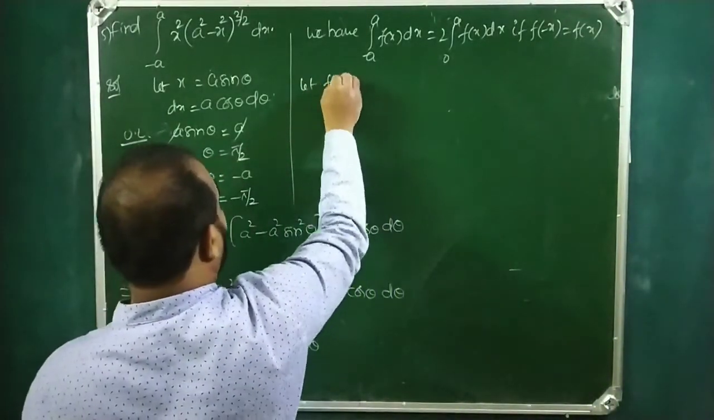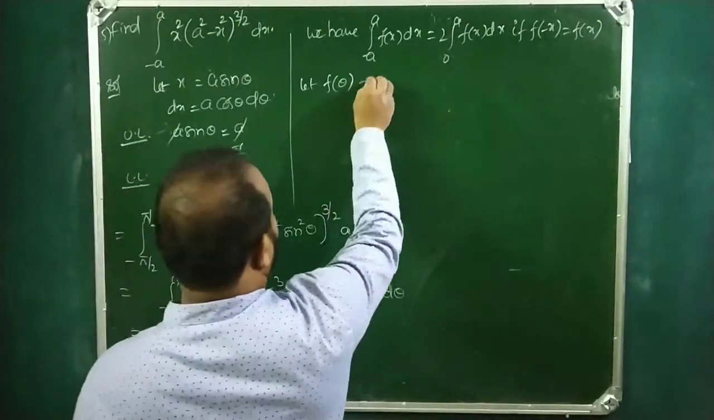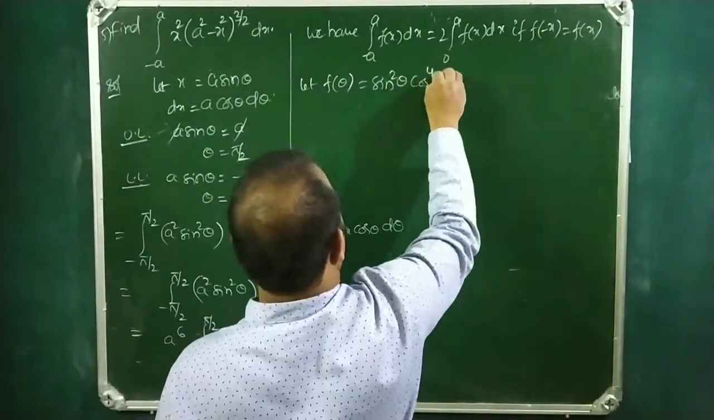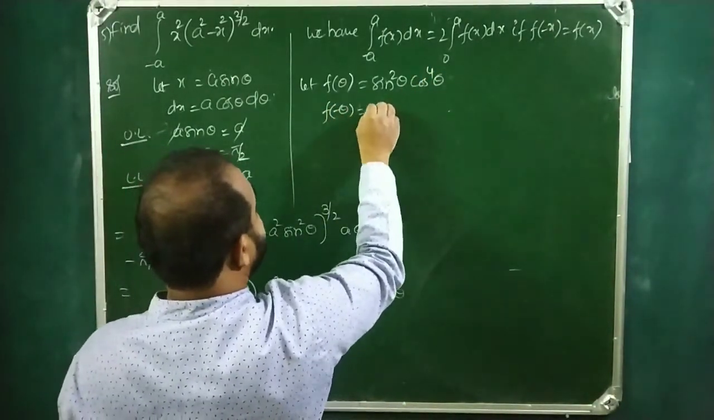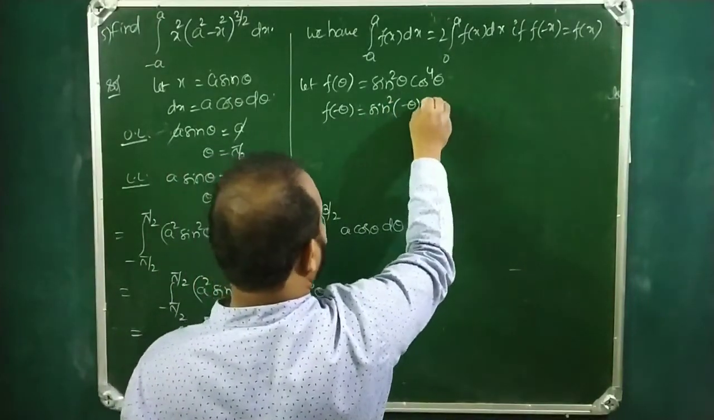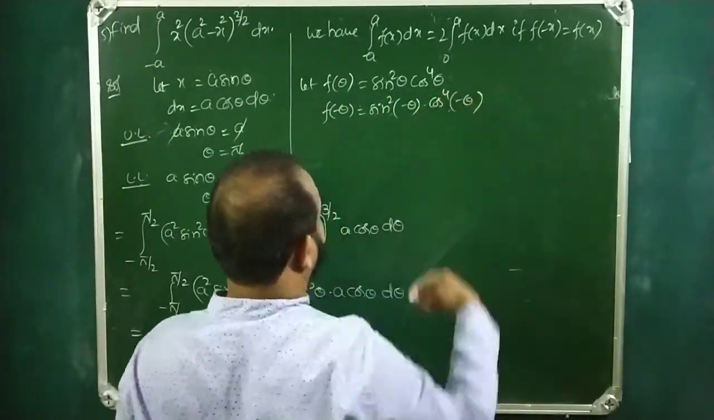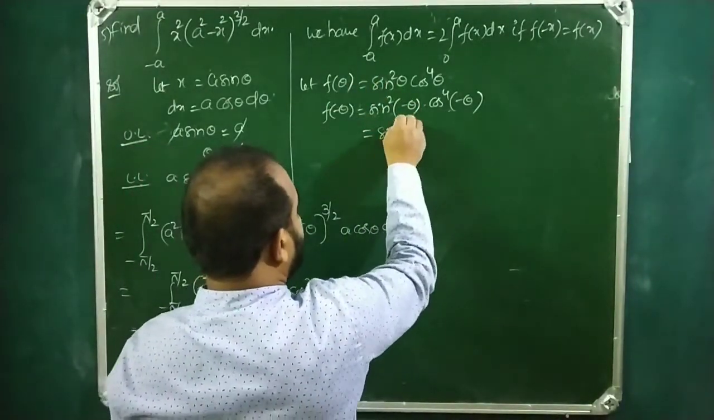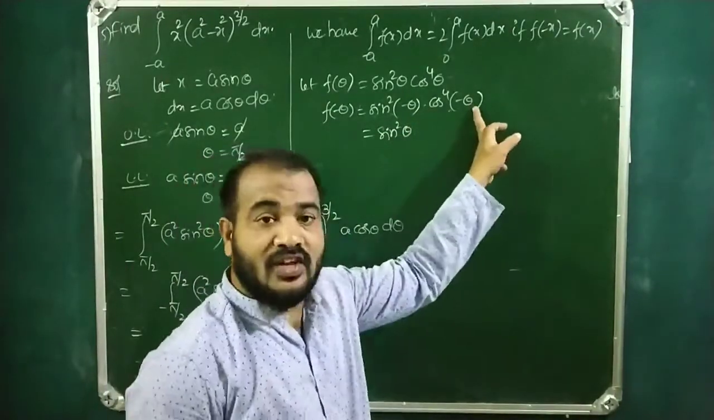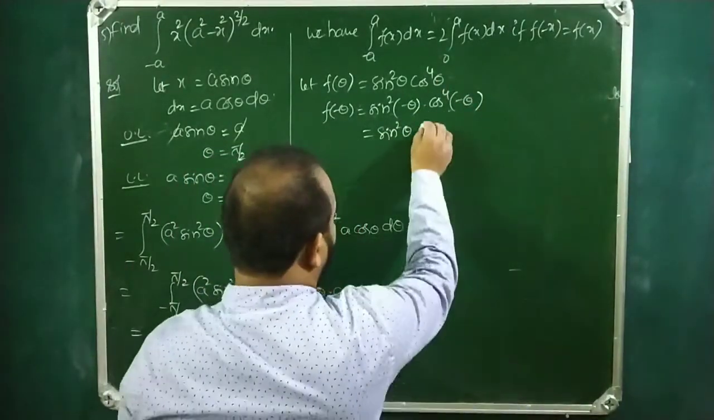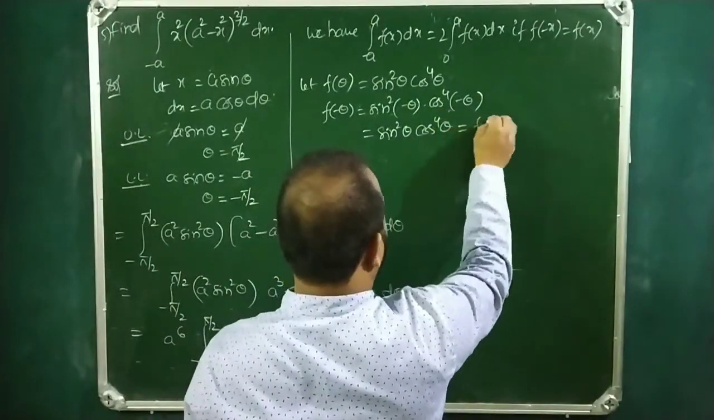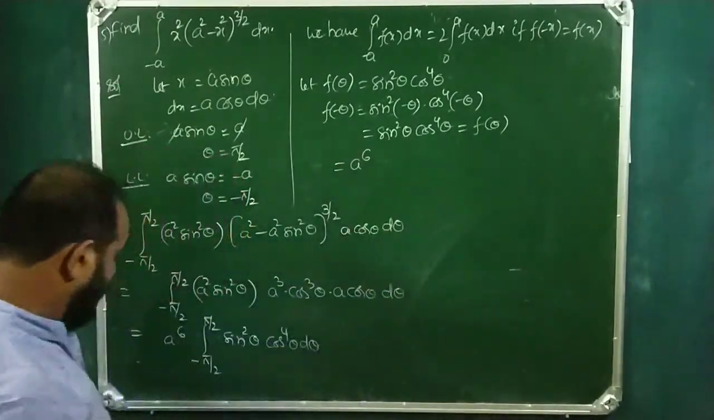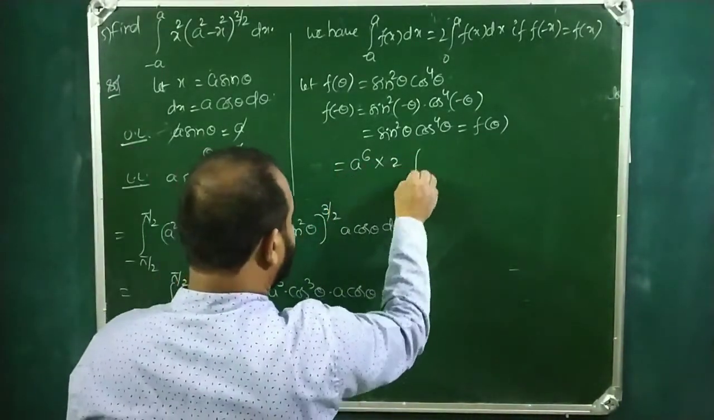Let f of theta be equal to sin square theta into cos power 4 theta. f of minus theta is sin square of minus theta, cos power 4 of minus theta. Sin minus theta is minus sin theta, but whole square is sin square theta. Cos minus theta is plus cos theta, an even function, whole power 4, cos power 4 theta. So this is equal to f of theta. Hence it becomes a power 6 into 2 integral 0 to pi by 2.